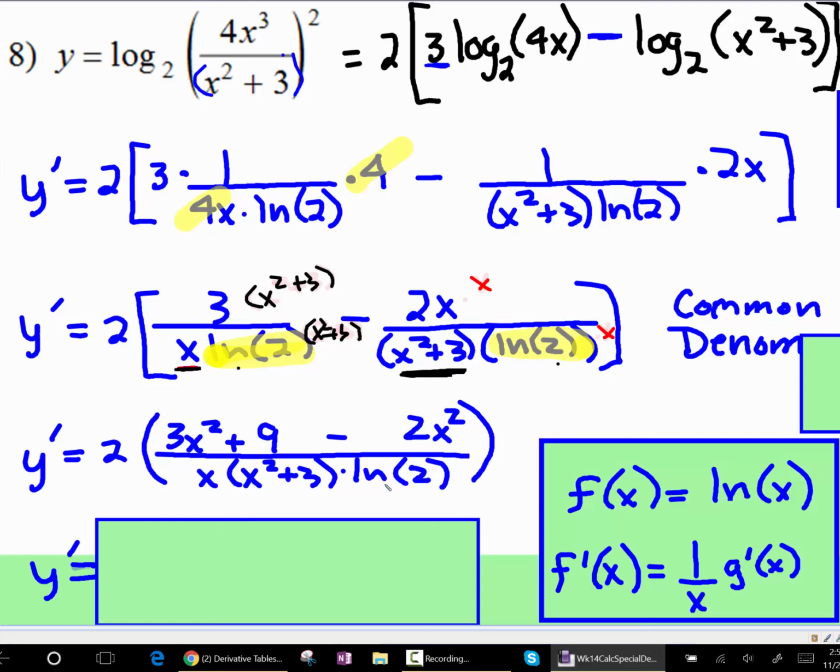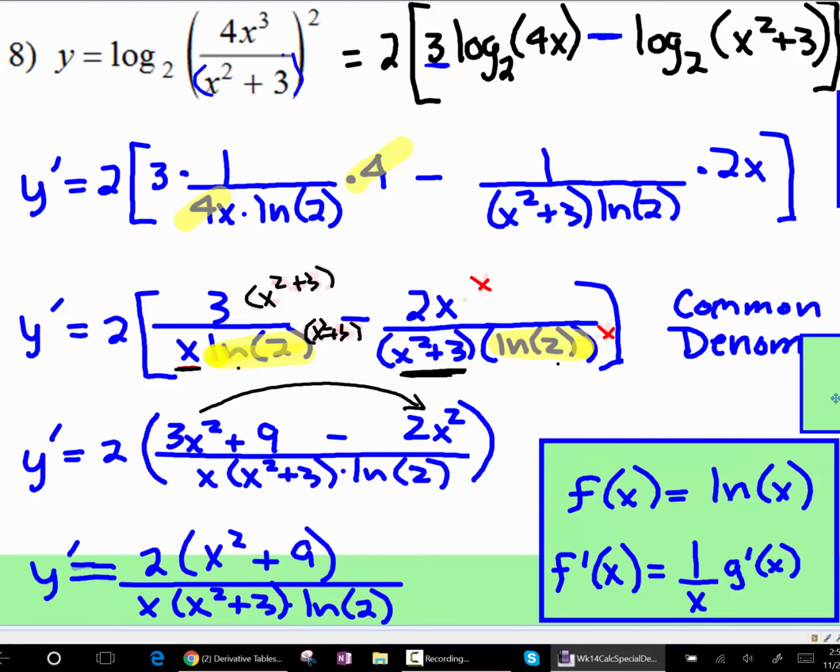They share the ln base 2. These two things can be combined. So our final answer, I'm just leaving the 2 on the outside. 3x squared subtract 2x squared is x squared. So x squared plus 9 all over that shared denominator now. And that's it. That's all there is to it.